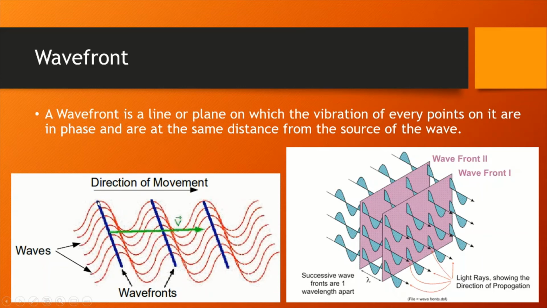So when I join up all the crests here, I have a line, and this line is called a wavefront. So this is also another wavefront. So is this. If these lines all join up, I will have a plane, I will have a surface. Therefore, a wavefront can be a line or a plane with all the points in phase.